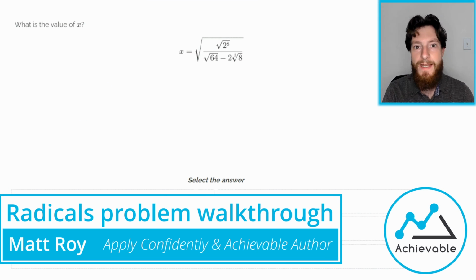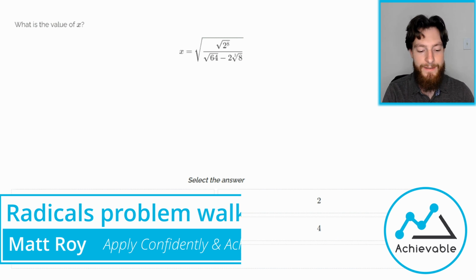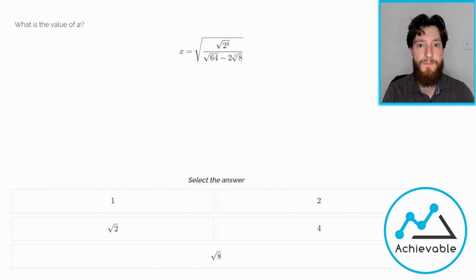This next problem is a radical problem that looks a bit complicated, but like most problems, if you start off with what you know and try to simplify things, it'll probably look a lot easier. So let's start off with what we do know, which is probably that the square root of 64 is 8. So let's fill that in first.